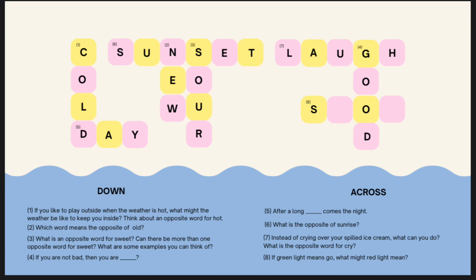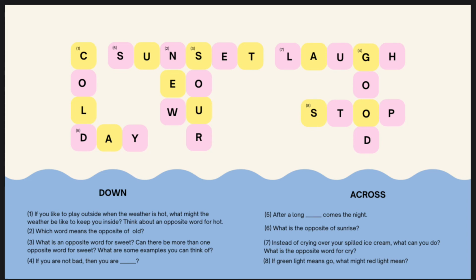Last question. If green light means go, what might red light mean? Excellent! Red light means stop, and green light means go. Go and stop are opposites.